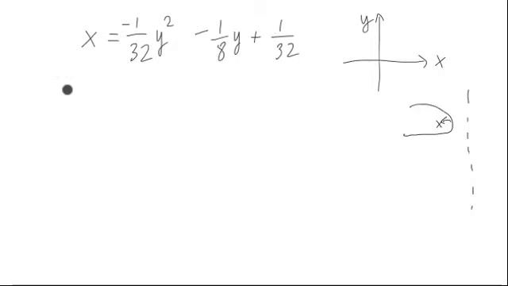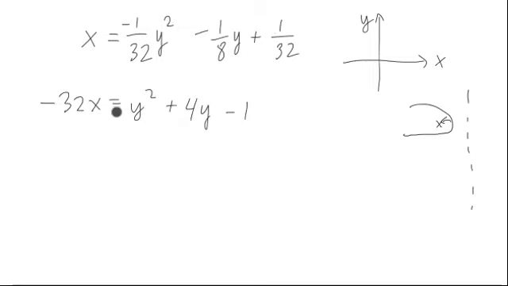So first, let's put it in standard focus form. Multiply both sides by negative 32. Negative 32x is equal to y squared. And negative 32 times negative 1/8 is plus 4y, and negative 32 times negative 1, that's just minus 1.